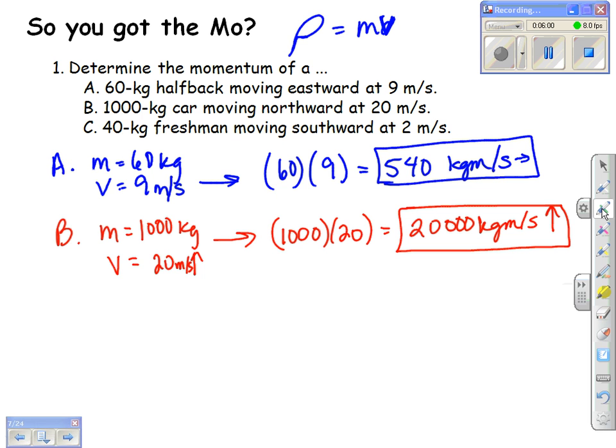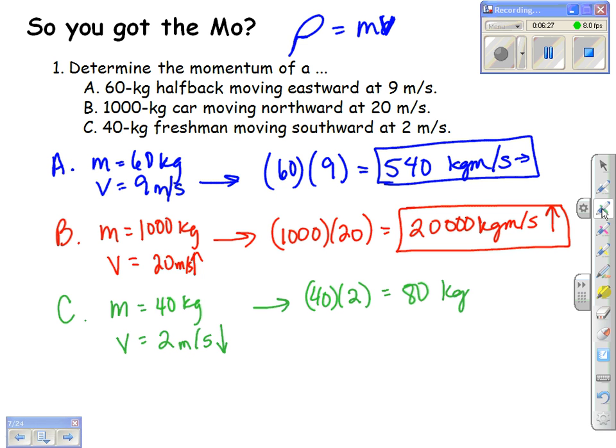And finally for C, on our example problems, we have a freshman. Oh, we like freshmen, little fishies. 40 kilograms is their mass. Obviously, they're a little smaller than the halfback on the football team. And the velocity is 2 meters per second, and it's southward, so we draw an arrow down. So when we solve this problem, we take 40 times 2 and get 80 kilograms meters per second, and it would be southward. Okay, hopefully everyone's good with this. If not, pause, take a minute to look at it, and then we can keep going.